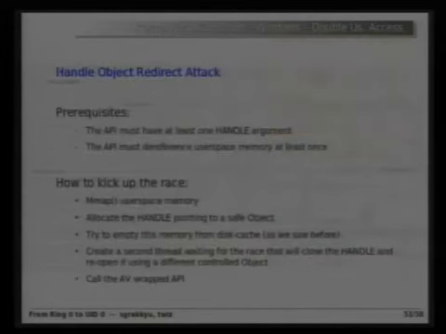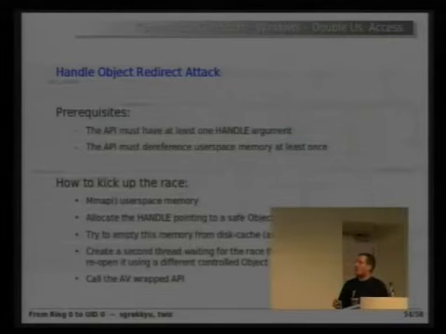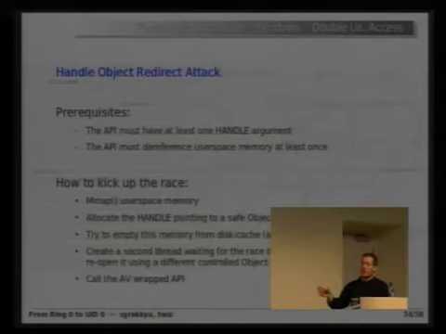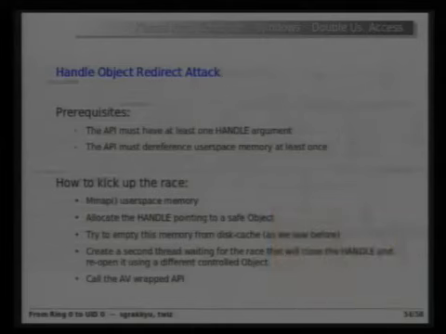The other technique is more reliable and can be used with all functions that have at least a handle, which is most of the functions in Windows. The API must dereference, also in that example, the user space at least once to trigger the race.